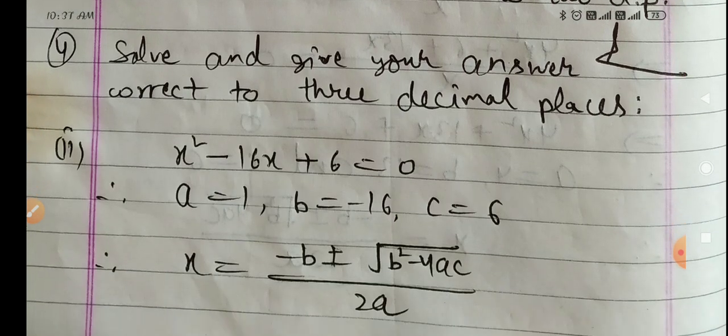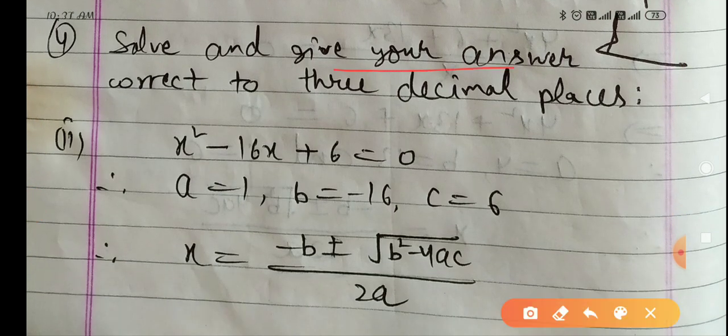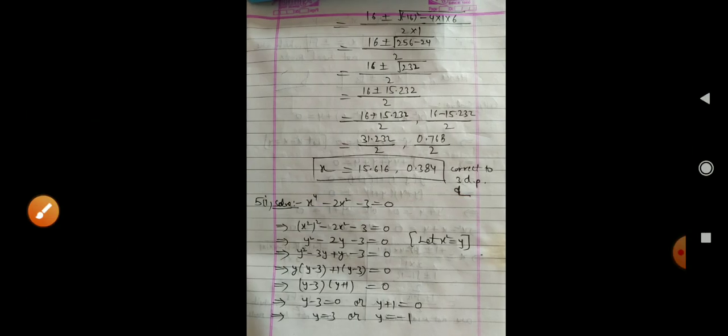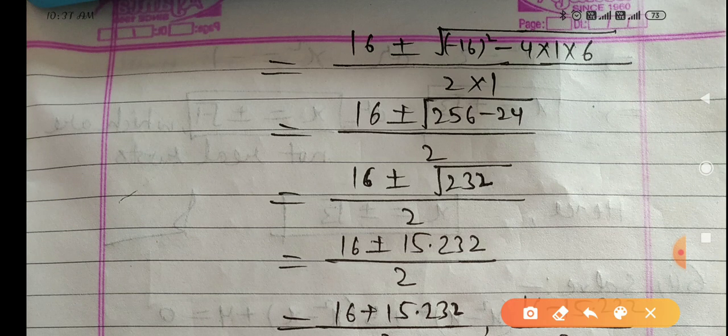Now you can see question number 4, second part. In this question you have to give the answer up to 3 decimal places. The method will be the same. The equation x square minus 16x plus 6 equals 0 is given. Comparing this with the standard form, a equals 1, b equals minus 16, c equals 6. These values of a, b, c you can put in the quadratic formula, minus b plus minus under root b square minus 4ac upon 2a. Now you can see 16 plus minus under root minus 16 square minus 4 into 1 into 6 upon 2 into 1. The values of a, b, c I have put.